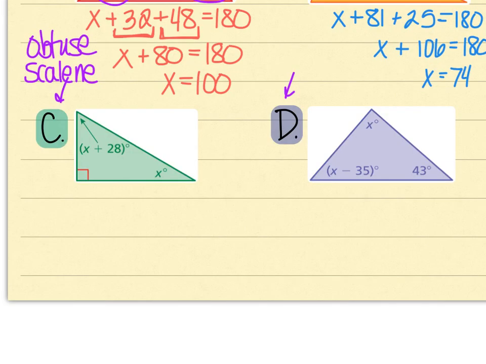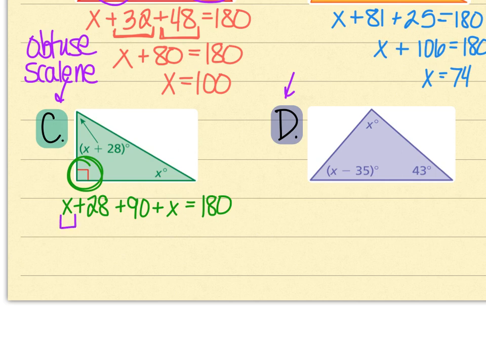For example C, this one looks more complicated. It's not that complicated at all, actually. I'm going to do the same thing I did for the last two examples, which is write an equation. If I write out all three angles, which is the x plus 28 angle, the 90-degree angle that we're given right there, and then the other x angle, I still know that because it's a triangle, they're going to add to 180 degrees.